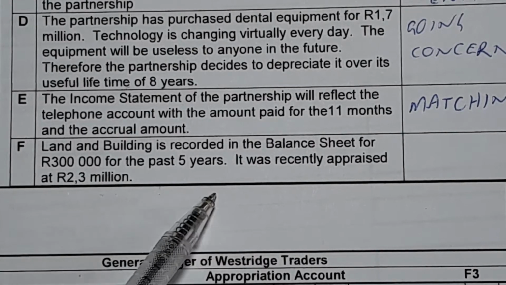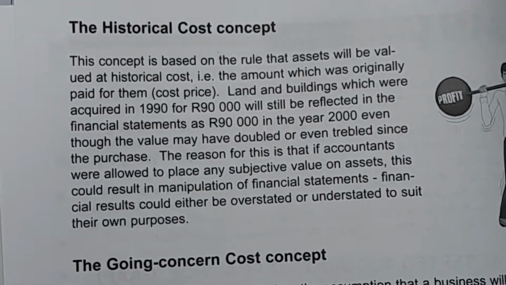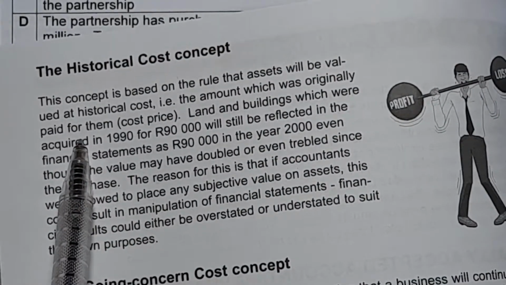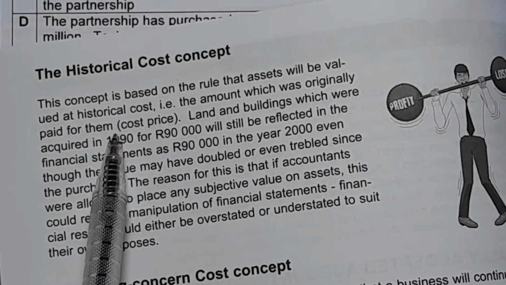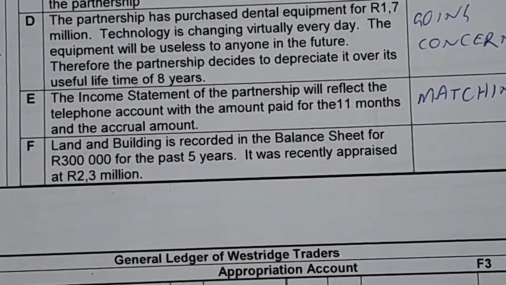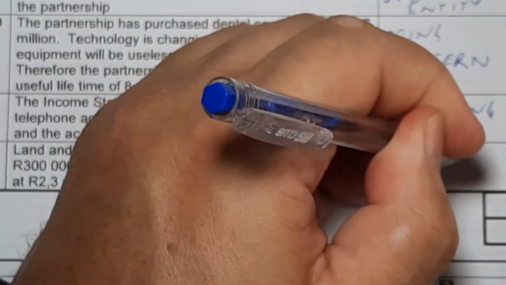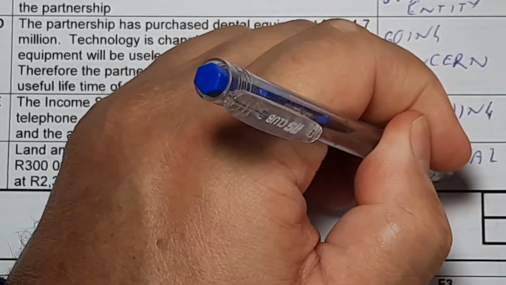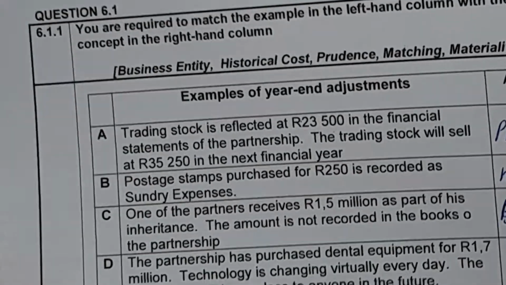Then land and buildings, it's recorded in the balance sheet for 300,000 for the past 5 years, but it was recently appraised at 2.3 million. However, according to our concept, assets will be valued at historical cost. So we're going to put this land and buildings still at its old cost. So that would be historical cost. That takes care of 6.1.1.